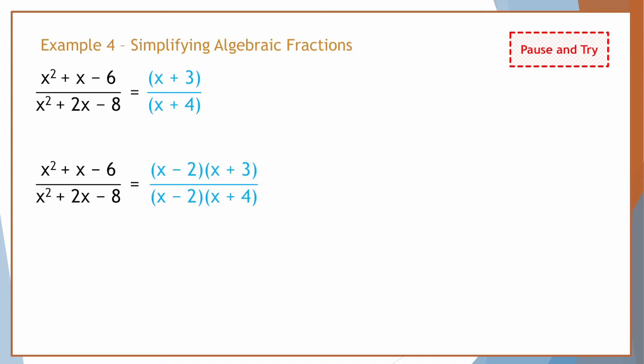So now that we have the question in this format, we can see that the numerator and the denominator share a common factor of x minus 2. So we can go ahead and cancel that out. That leaves x plus 3 over x plus 4. So this is the answer to the question, and it simplifies the original fraction down to its simplest form.